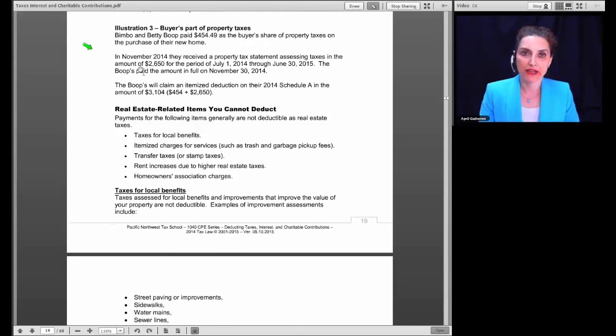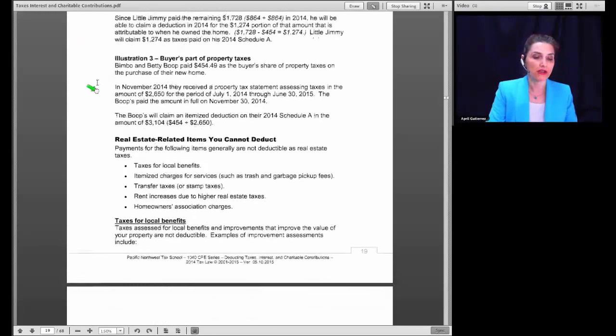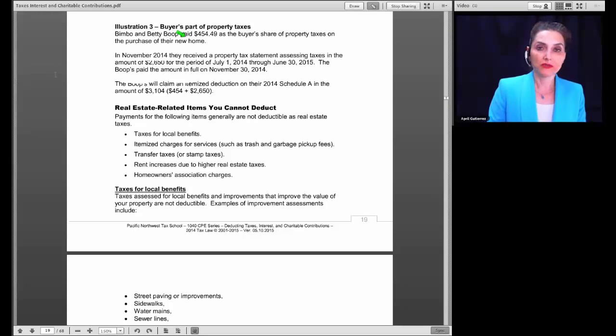But let's look now at the buyer, because the buyer is Betty Boop. And that $454 that's credited to little Jimmy, that money has to come from somewhere, and it comes from Betty Boop. When she purchases the house and goes to close, she's going to have to bring that $454 to the table, and that money will then transfer from her to little Jimmy. And since she has now just paid $454 for real estate taxes for an assessed period of time where she is the owner of the home, which is April 28th through June 30th of 2014, that $454 is going to be deductible by Betty.